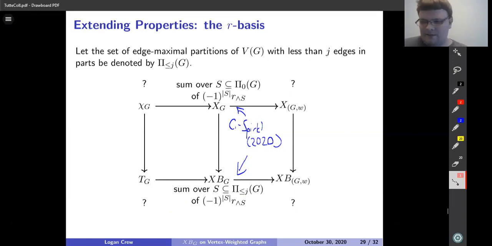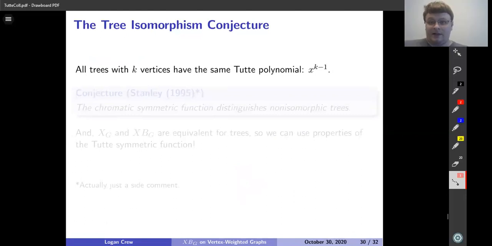So this is kind of the gist of what I've been going for so far: this chromatic symmetric function and Tutte symmetric function tell us a lot about the graph. One other thing I wanted to mention that these functions tell us is something interesting about trees. It's fairly well known that every tree with k vertices has the same Tutte polynomial and same chromatic polynomial. It's going to be x to the k minus 1 because in a tree, which is a connected graph with no cycles, every edge is a bridge. So it's just x to the number of bridges. The Tutte polynomial and chromatic polynomial literally just don't distinguish trees at all, other than how many vertices they have.